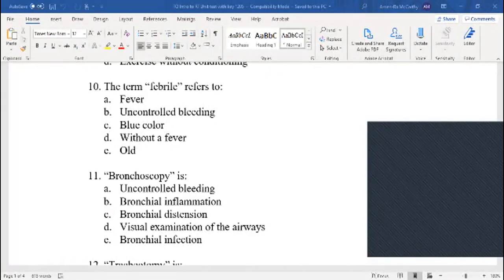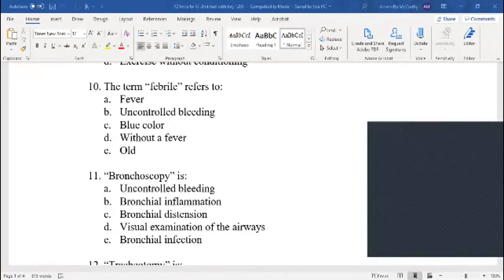What would the word be for without fever? Anybody? Afebrile. Good. You just put the A in front of it. Afebrile. And then who can tell me what uncontrolled bleeding is? Is it hemolysis? No, but it's close. When somebody is bleeding uncontrollably, that's called hemorrhaging. Hemorrhaging, right?